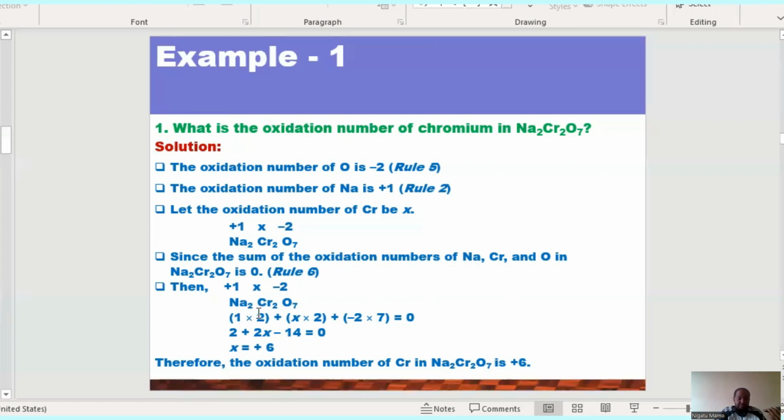Then 2 multiplied by 1, plus x multiplied by 2, plus 7 multiplied by negative 2. 1 multiplied by 2 is 2, x multiplied by 2 is 2x, and 7 multiplied by negative 2 is minus 14. So 2 plus 2x minus 14 equals 0, and x equals what? Positive 6. The oxidation number of chromium in Na2Cr2O7 is positive 6.